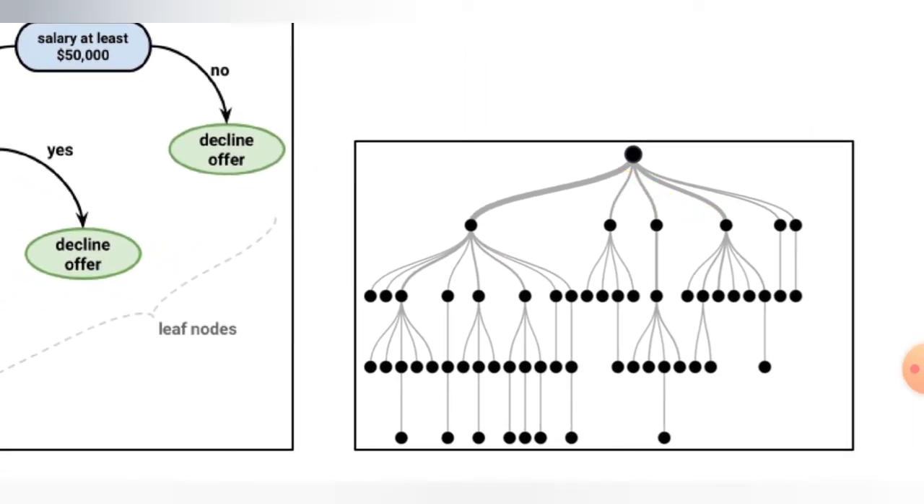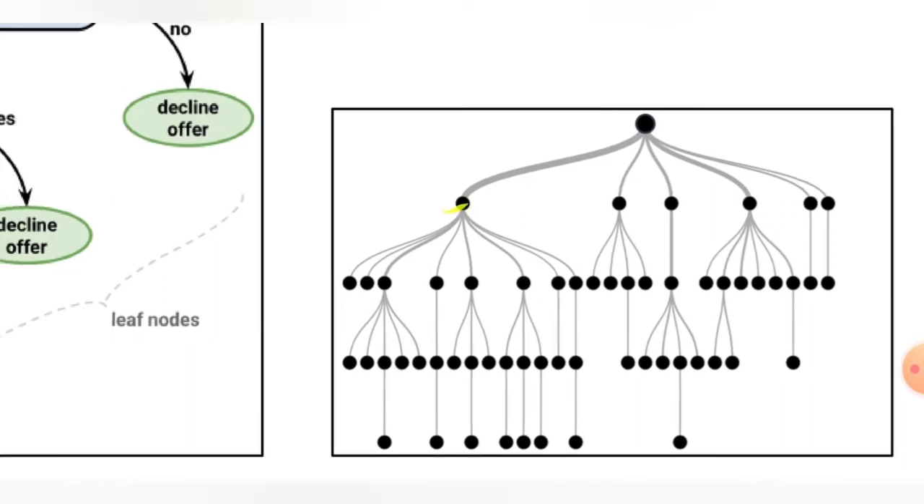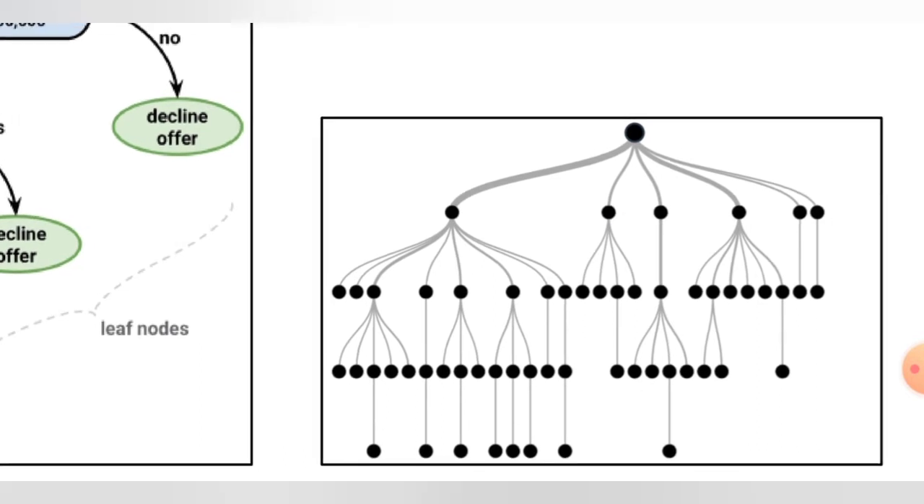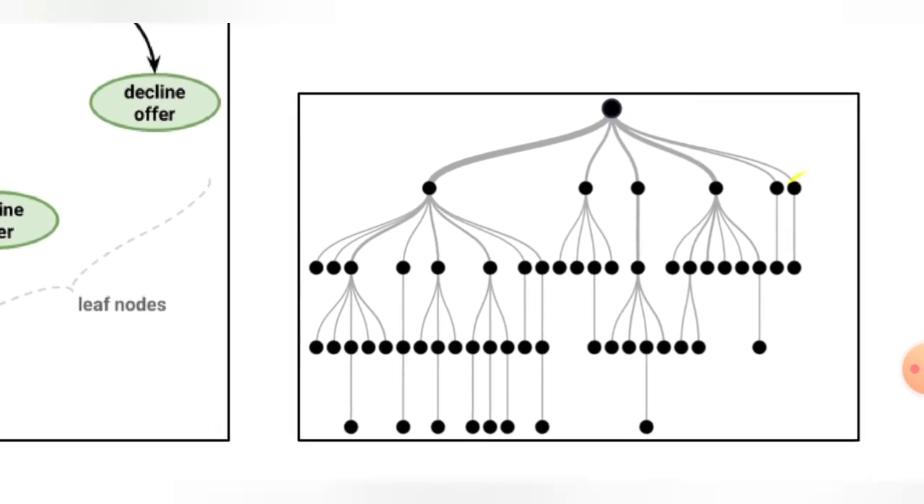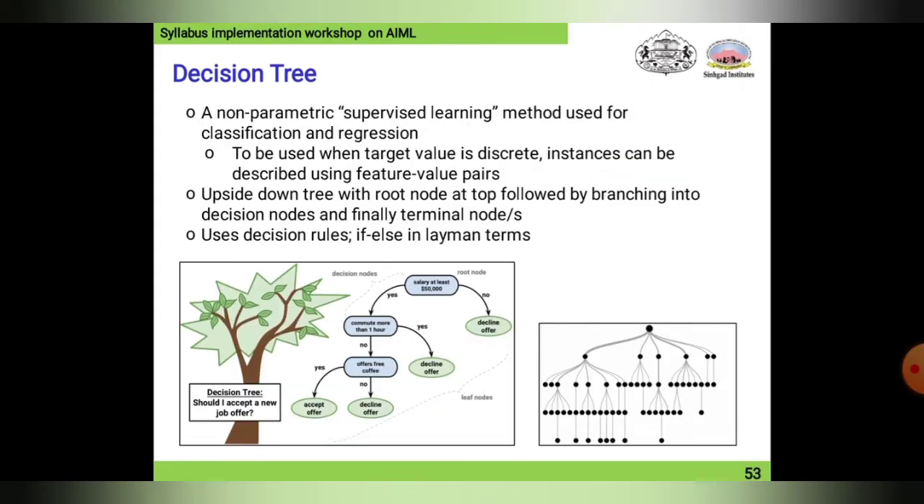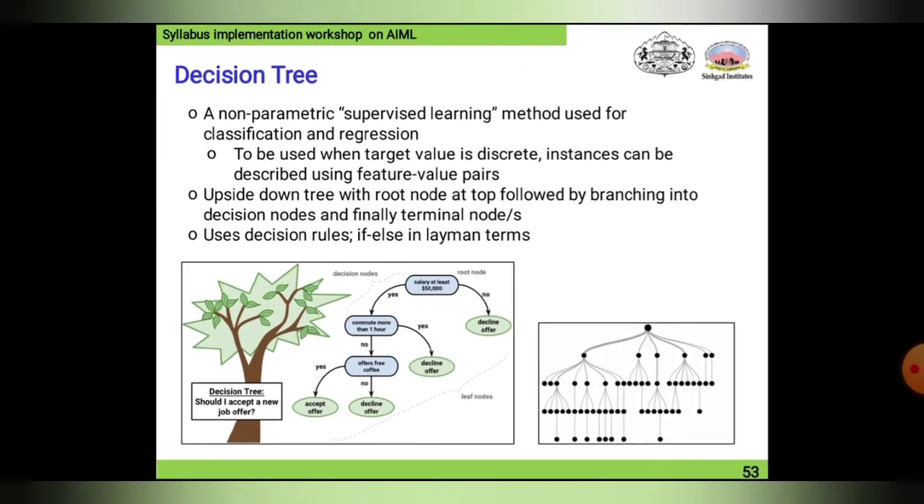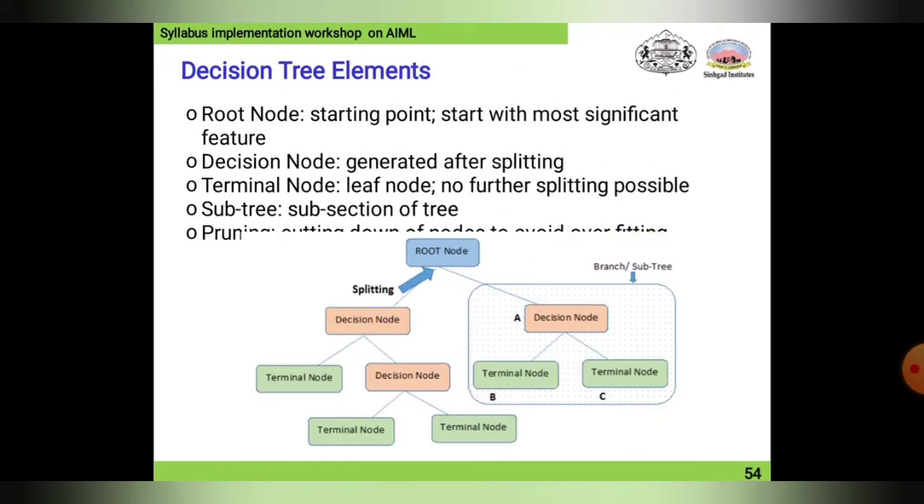This is the wider explanation. This is on the topmost. You can see the topmost bubble or dot on the topmost level is called the root node, and these are the decision nodes. I'm just marking them here. These are the decision nodes. So this is how a decision tree example works. Now come to the next slide, the decision tree elements.